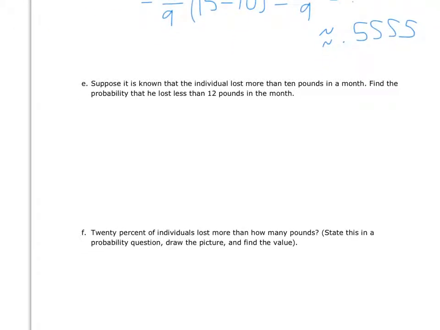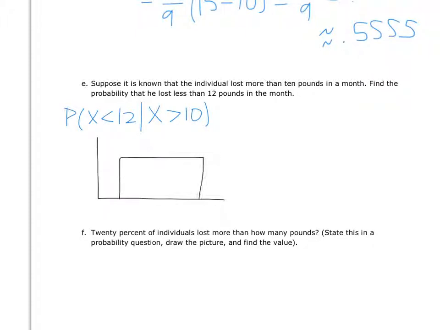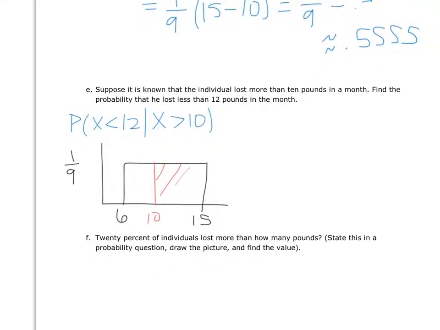Okay, we have another conditional probability. Suppose it is known that the individual lost more than 10 pounds in a month. Find the probability that he lost less than 12 pounds in 1 month. So the probability that we're looking for is that x is less than 12, but we're given that x is greater than 10. If we want to draw a picture, we have 6 to 15, with height 1/9. And we're given that it's greater than 10, so we know we're dealing with just this piece of the rectangle. Now we want the probability that x is less than 12. So let's call that 12. We just want that part right here. That is the area we're looking for.